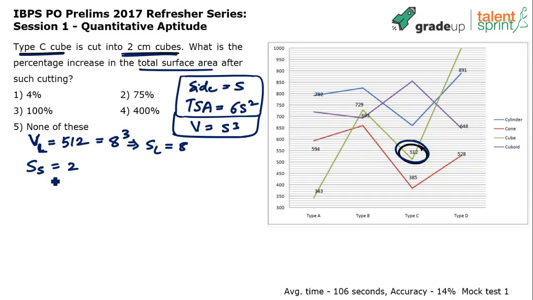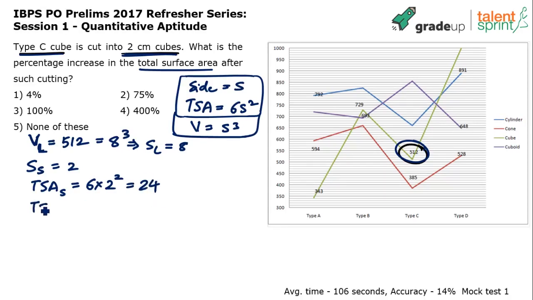Now, if the side of the smaller cube is S, what will be the total surface area? Total surface area of the smaller cube. See, total surface area is 6 times S square. So 6 into 2 square, right? 2 square is 4. 6 4s is 24. So the total surface area of the smaller cube is 24.